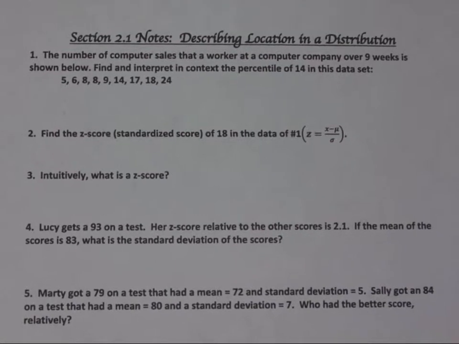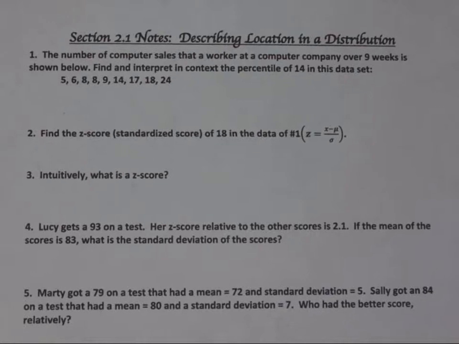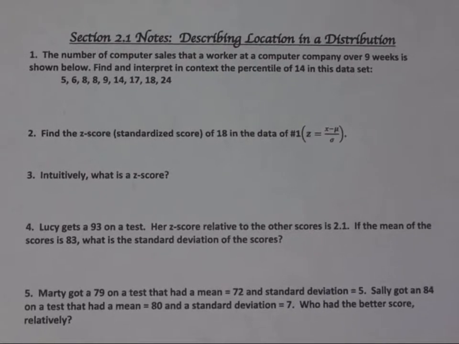Hello. We will now discuss Chapter 2, Section 1, which deals with describing location in a distribution. In the last chapter, we discussed basic descriptive statistics, such as measures of center, like the mean and median, and measures of spread, like the standard deviation, the interquartile range, and the range. But there are a lot of other interesting statistics for us, even though those are our main ones.